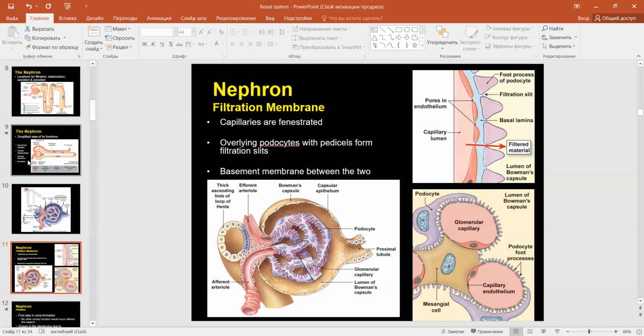Collectively, these layers function as a fine molecular sieve that retains the blood cells and plasma proteins, but permits water and solutes to filter through.